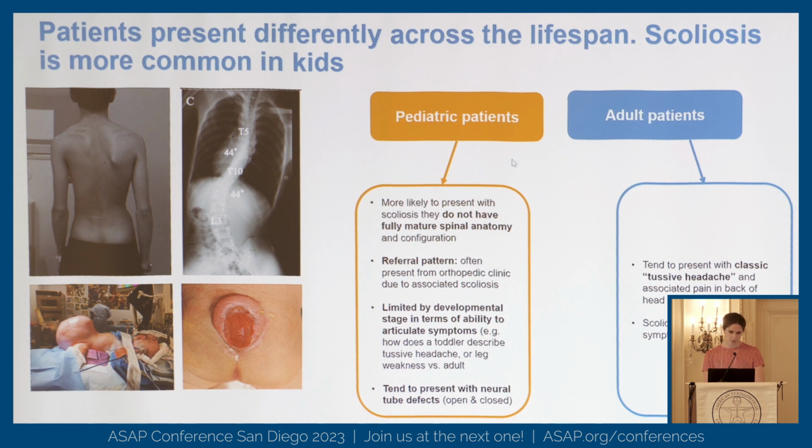So these pictures over here are just some pictures of a scoliosis, which, like I said, can be related to the Chiari malformation. These pictures down here are both different types of neural tube defects. So like you can see, these are very obvious skin lesions, and these children are going to show up immediately to see the neurosurgeon.